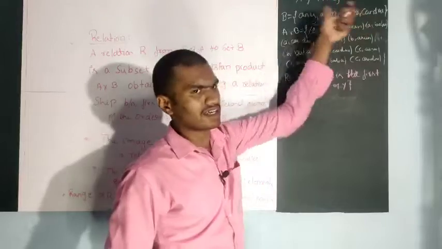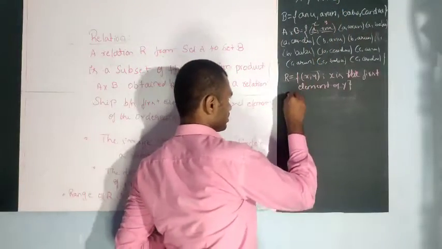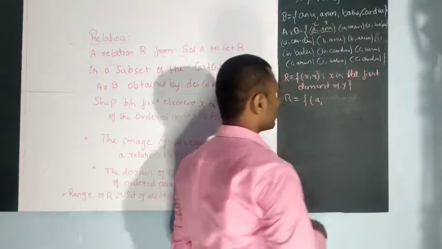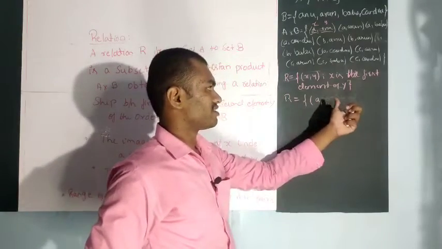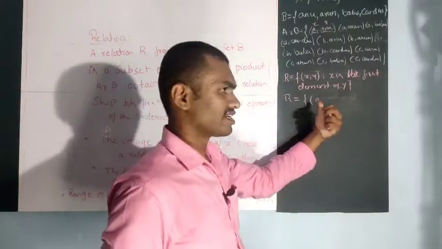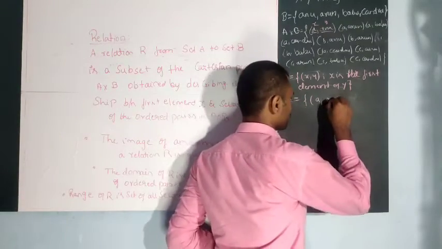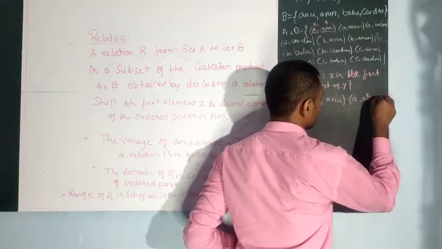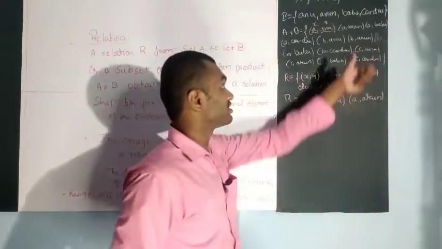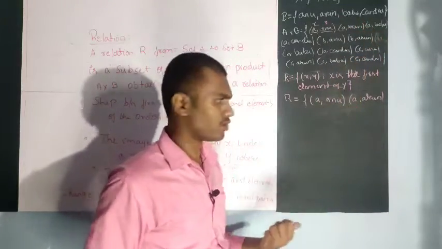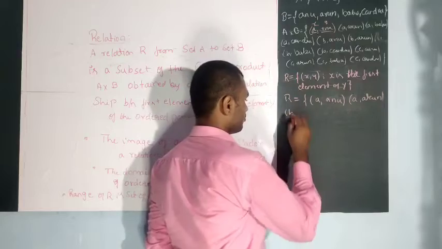So you can directly write what are the elements of R. So x means the first element is A. So y should be the element that starts with the letter A, that is A comma Anu, A comma Arun. Is there any element in set B with starting letter A? No. So now I will go for B.